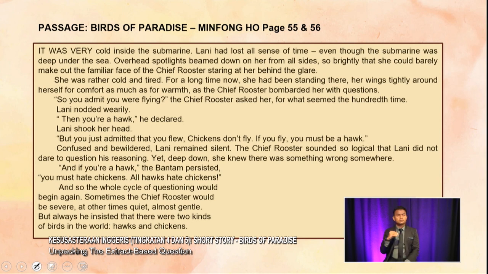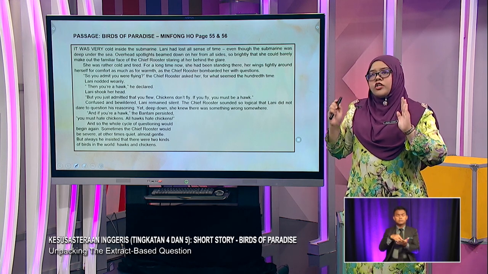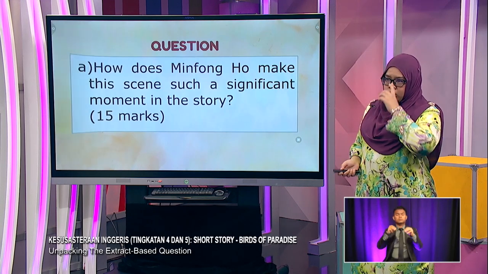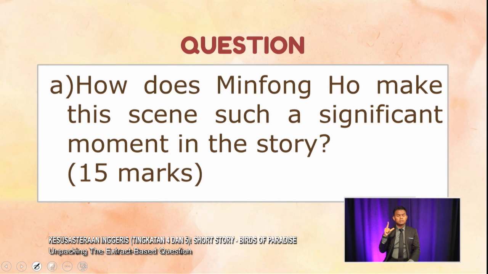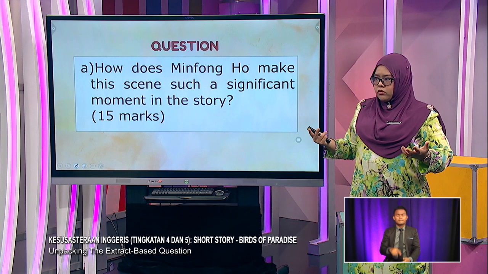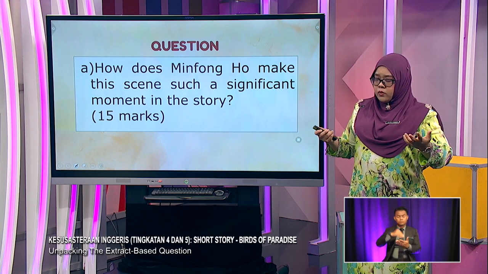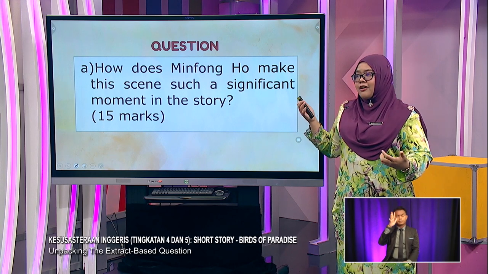So from this passage, students must analyze according to the question given. So let's look at the question. The question is, how does Min Feng Ho, the writer, make this scene such a significant moment in the story? So you have your passage, you have your question, students will be thinking, what am I going to do next? There's a big passage here, short question, 15 marks. Big weightage of marks.